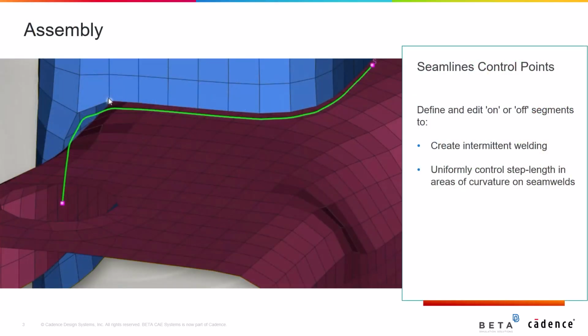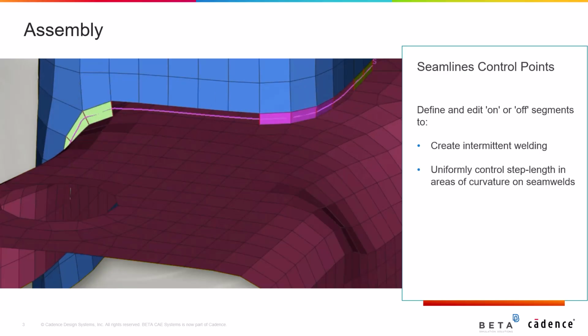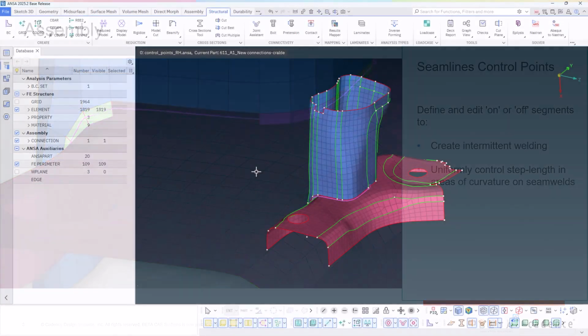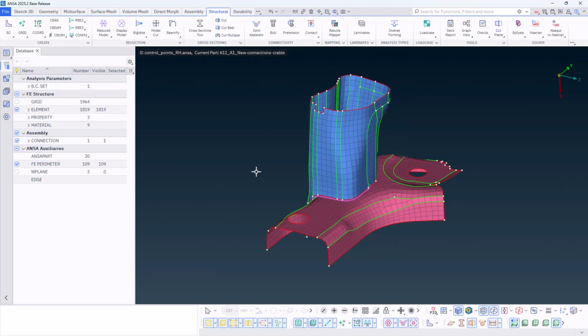In the assembly, with the newly introduced seamlines control points you can define and edit on or off segments to create intermittent welding and to uniformly control step length in areas of curvature on seam welds. It is also possible to project existing model nodes for the creation of the control points. Let's move to ANSYS to see the new feature.